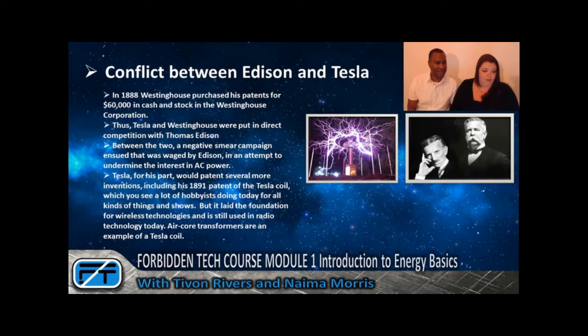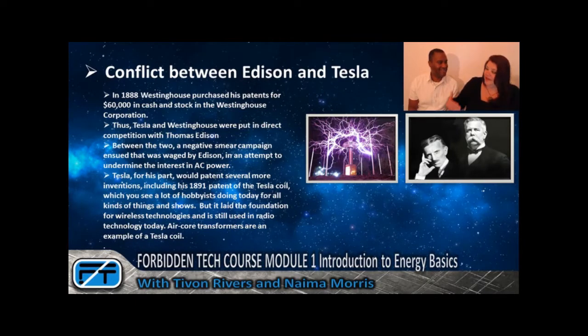By doing that, that put Tesla and Westinghouse together as a team into direct competition with Thomas Edison, who already had a lot of things going, building all of these different power plants. Absolutely. So between the two, Thomas Edison and Nikola Tesla, a negative smear campaign ensued that was waged by Edison in an attempt to undermine the interest in AC power.